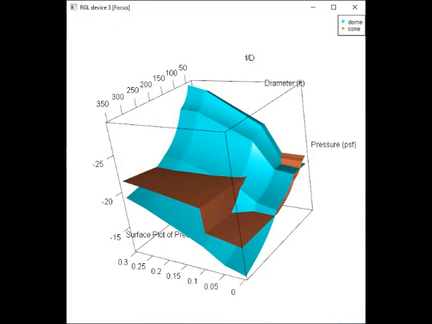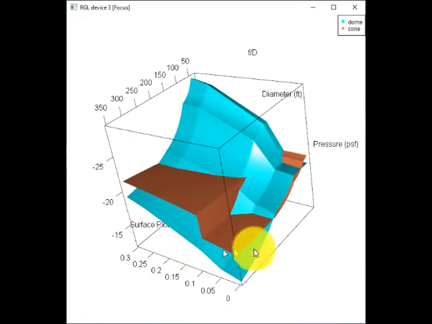Alright, this is a surface plot for both domes and cones. The coral colored region is for cones, and recall that cones pretty much span the F over D from very shallow up to very steep. Most large tanks live down in this lower region. Domes, on the other hand, at a F over D of 0.1, about 10 degrees and larger, are living on this upper region here.